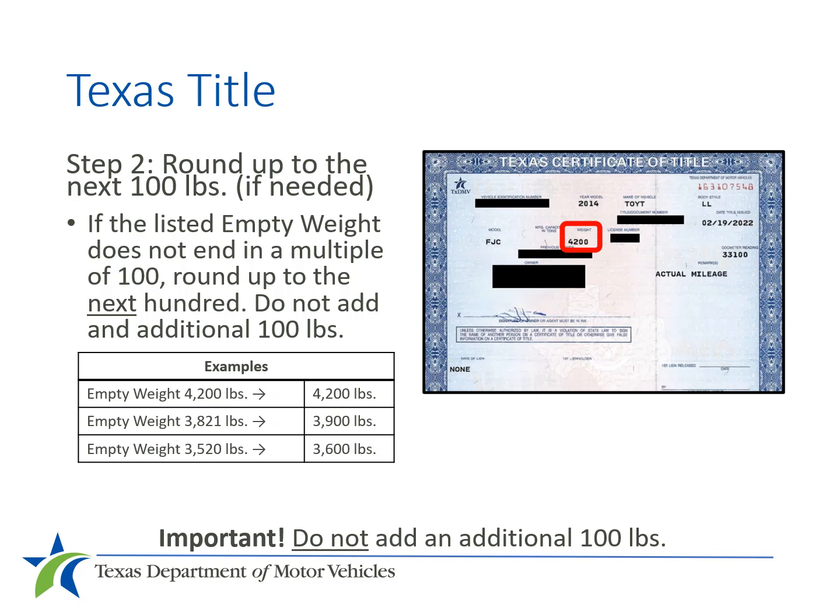It is important to note that for a Texas title, you will not add the additional 100 pounds like you would with an MCO. In the example shown, our weight is 4,200 pounds, which is divisible by 100. This is indicated by the weight ending in 00. Had the example shown 3,821 pounds, we would need to round up to 3,900 to comply with this rule. Let's proceed to step 3 to determine if a carrying capacity is required.